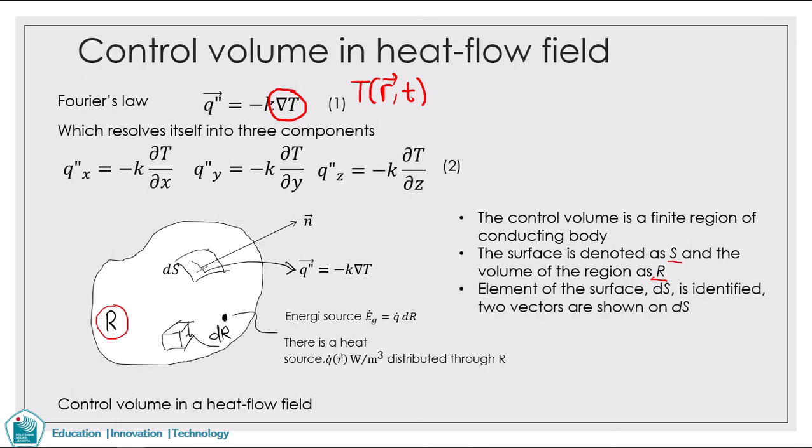So we have the element of the surface. Since this is the surface of the volume, we take a small part of the surface called ds. So ds has two factors. First, the ds itself is always perpendicular to its surface, so it's called the normal. This is the normal vector from the ds, and there will be a heat flux vector.